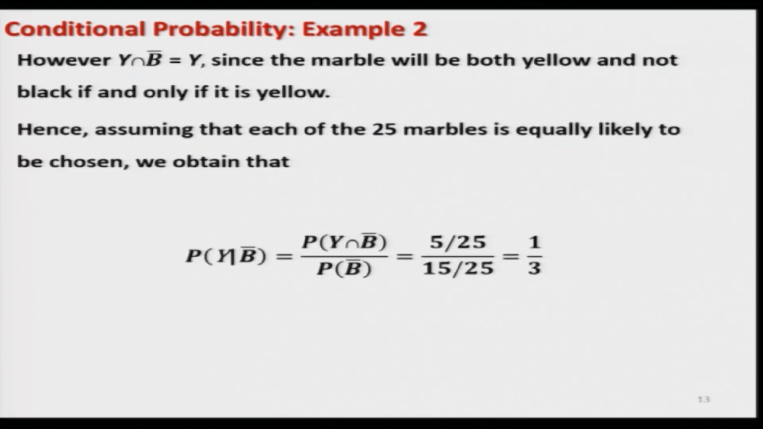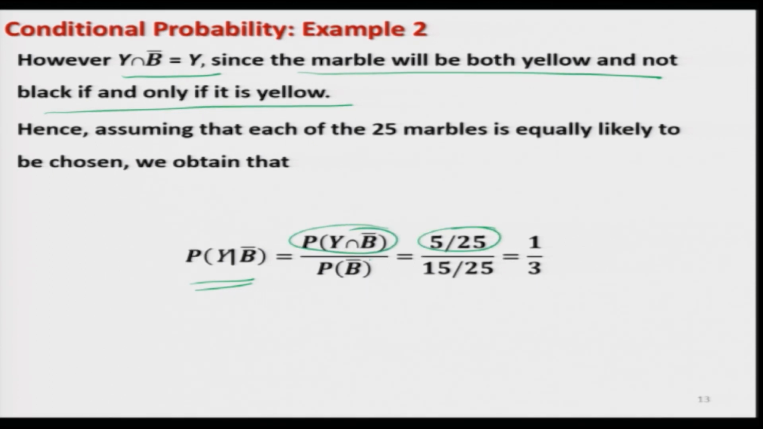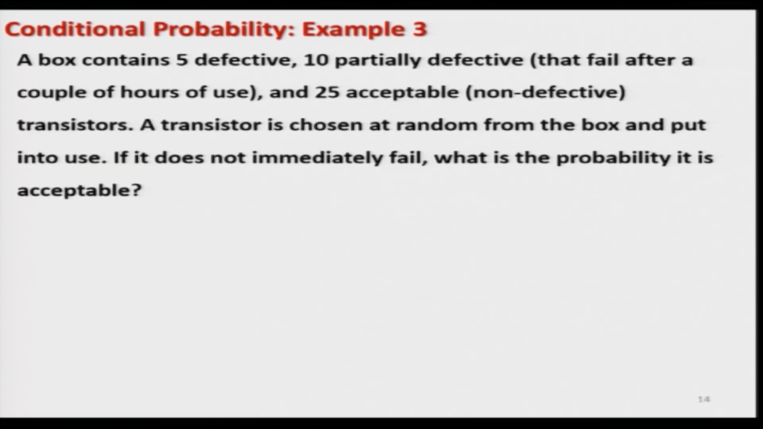In this case, Y intersection B bar is simply Y, because the marble will be both yellow and not black if and only if it is yellow. Assuming that each of the 25 marbles is equally likely to be chosen, probability of Y given B bar is probability of Y intersection B bar, which is 5 upon 25, divided by probability of B bar, which is 15 upon 25. This comes out to be 1 by 3. This is how we can compute this probability.